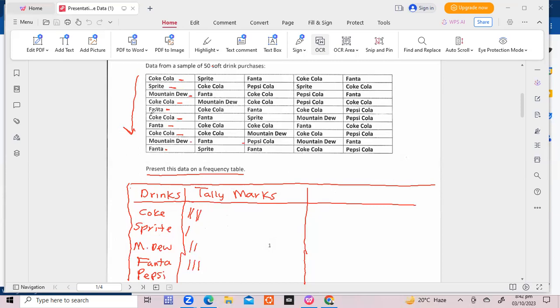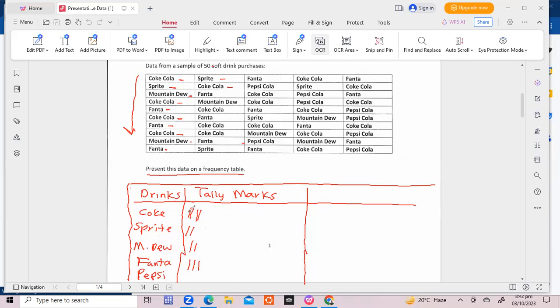Those who are behind. Then we come to Sprite, we put a tally on Sprite. Then Coca-Cola, we put so that we go to the 4.